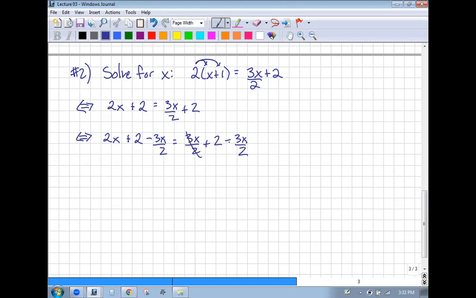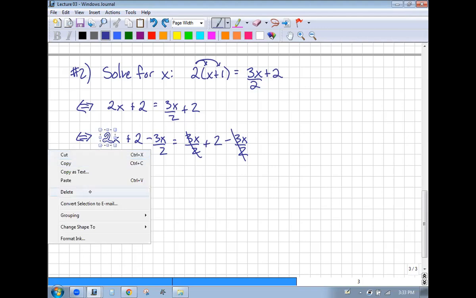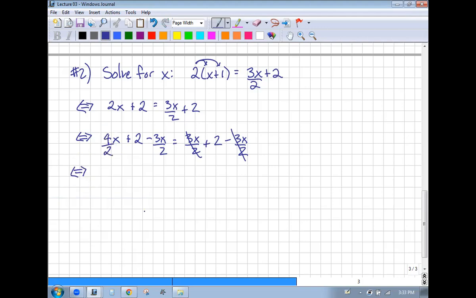So this 3/2 x minus 3/2 x, those go away, right? So now I have x's here and x's there. I can combine these, right? They're like terms. This 2x is really 4x over 2, right? Why am I doing that? Because this is halves and this is halves. I want a common denominator so that I can combine those, right? So from here to here, I'm just rewriting 2x as 4x over 2. Make sense? Why? Because I want to put these x's together.